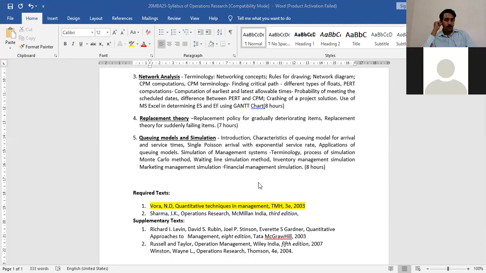This is uploaded in Moodle. Yes, this is uploaded. Both of the Word documents, the syllabus as well as the course plan, that is the lesson plan, were uploaded yesterday itself.